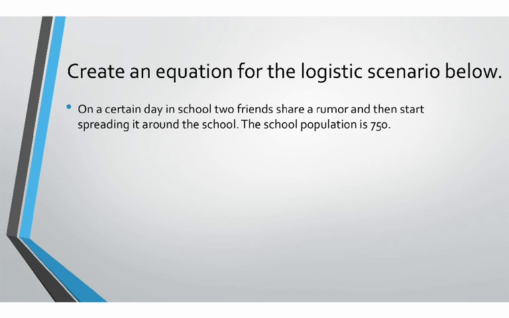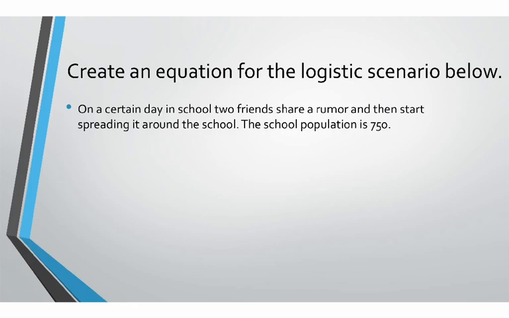Our last problem is going to be a little bit more open-ended. We are going to take a real-life scenario and try to create an equation for it. We may not know all of the numbers, but we can do the best we can. Let's read what's happening. On a certain day in school, 2 friends share a rumor and then start spreading it around the school. The school population is 750.